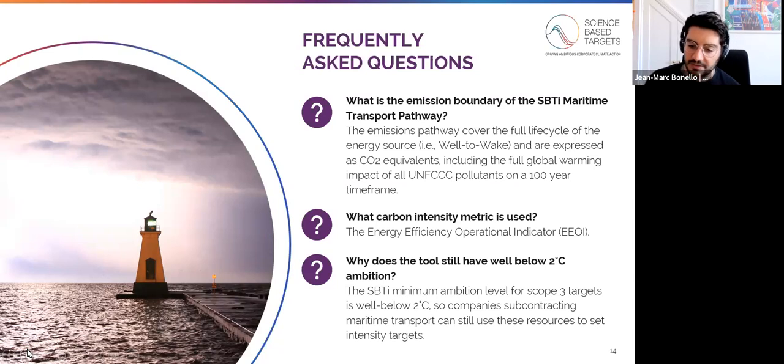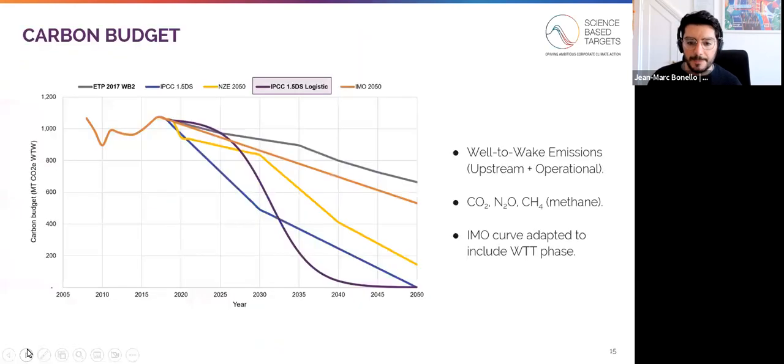And also we frequently get the question why we still have the well below 2 degree ambition in the guidance. And this is because under the SBTi's guidance, scope 3 emissions targets, for scope 3 emission reduction, can be set under well below 2 degrees. So those companies that are buying in transport work can do that and report those under well below 2 degrees. So if we go to the next slide, please.